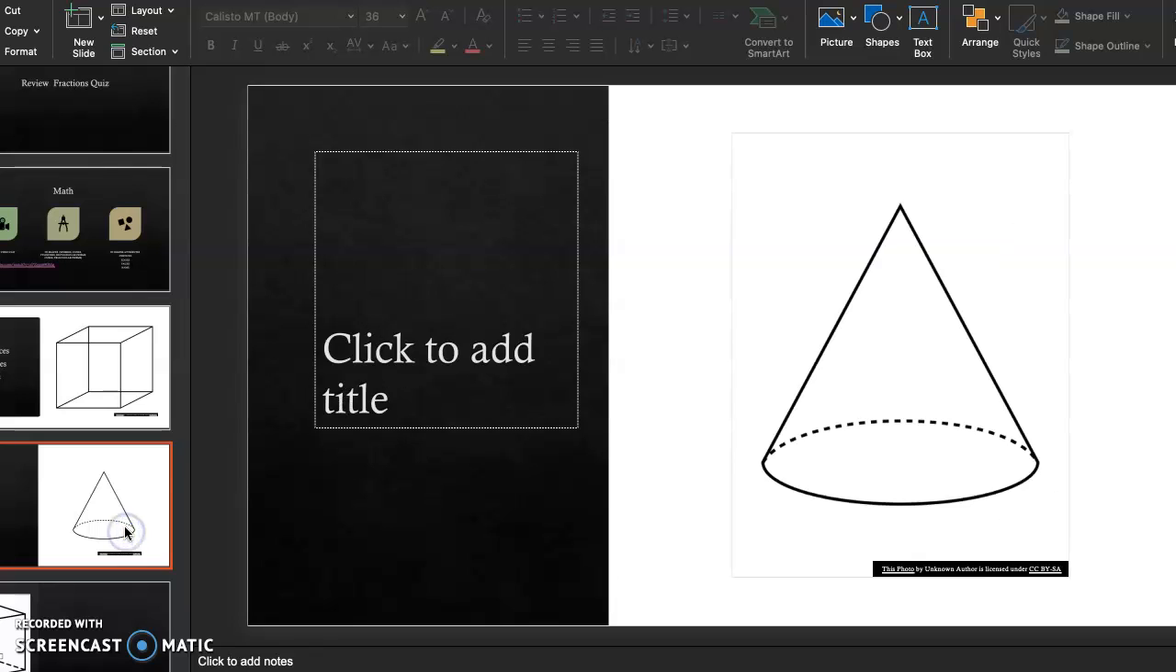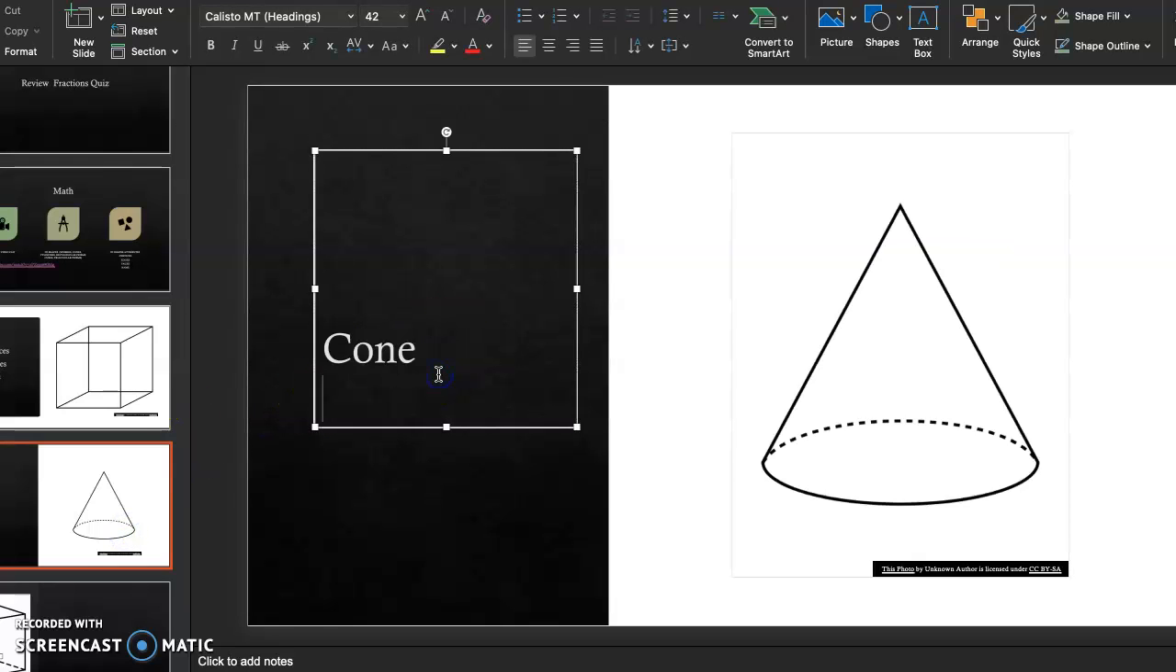Alrighty. Next one. Here we have a cone. How many vertices or vertex? It only has one vertex. How many edges? 0 edges. How many faces? 1 face.